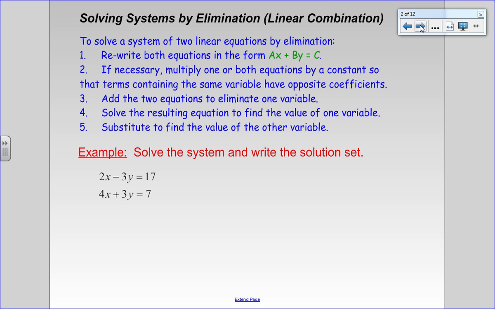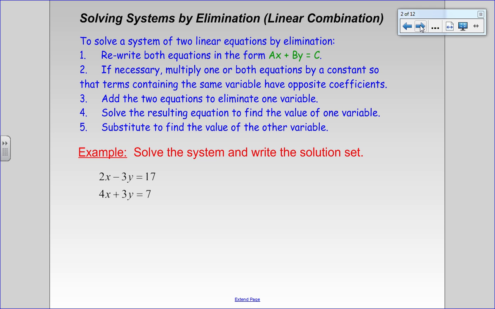To solve a system of two linear equations by elimination, we'll use 5 steps. First, rewrite both equations in standard form ax plus by equals c. Second, if necessary, multiply one or both equations by a constant so that terms containing the same variable have opposite coefficients. Third, add the two equations to eliminate one variable. Fourth, solve the resulting equation to find the value of one variable. And fifth, substitute to find the value of the other variable.